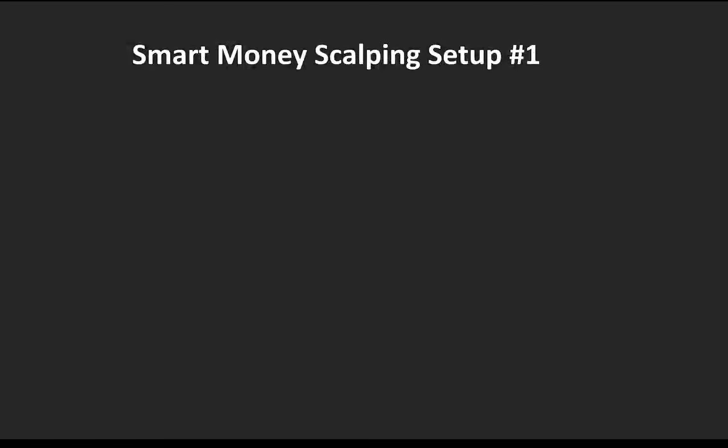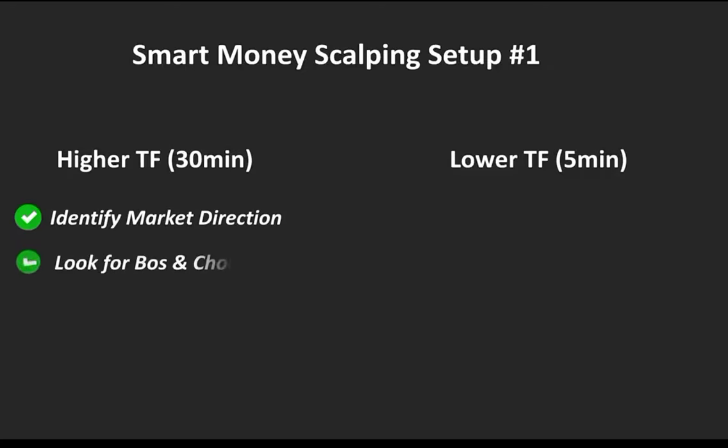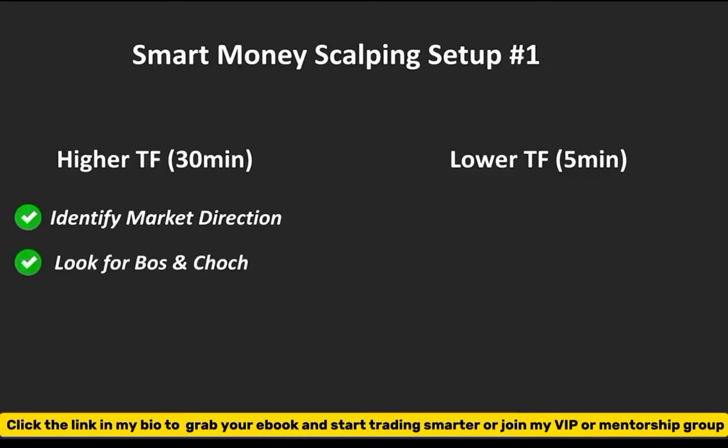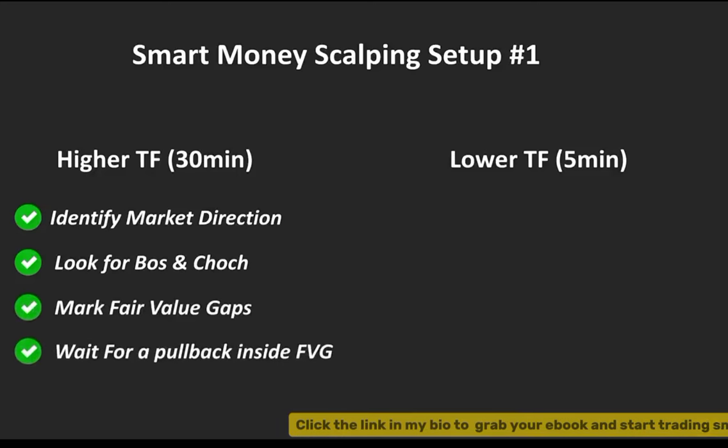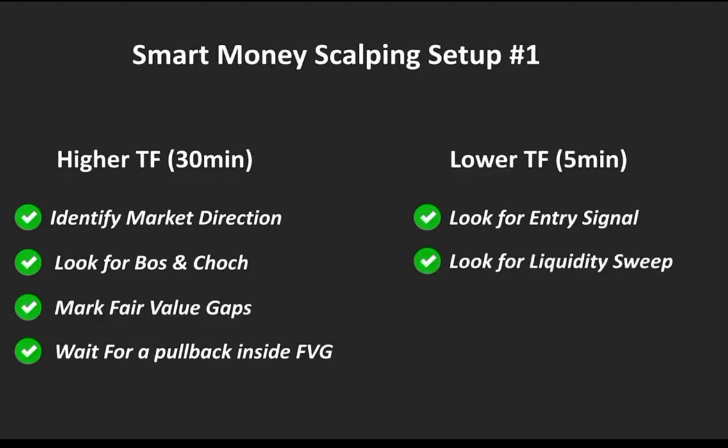Now, let's start with the first scalping strategy. In this setup, we use 2 time frames, the 30-minute and the 5-minute charts. On the higher time frame, we check the market structure to see where the market is going. We look for breaks of structure and changes in character to understand the trend. Then we mark the fair value gaps, which show the best areas to look for trades. We wait for the price to return to the gap areas, and after that, we move to the lower time frame. In the 5-minute chart, we look for a trade entry signal, usually when a liquidity grab pattern forms. Once we see that setup, we enter the trade and set our targets.